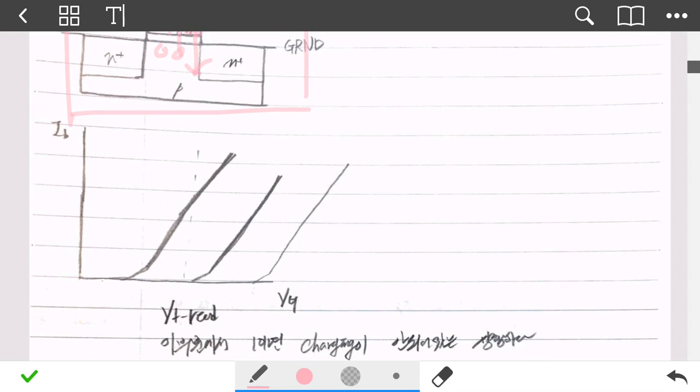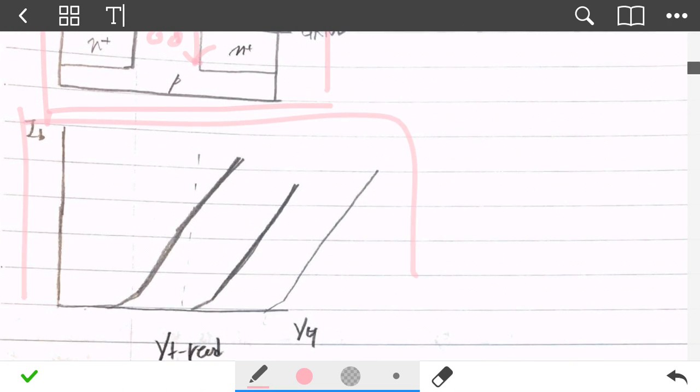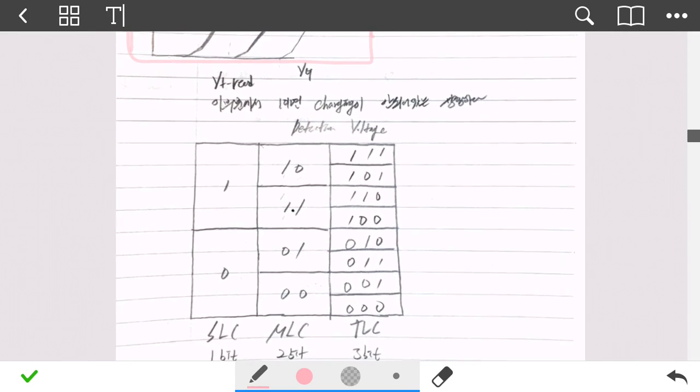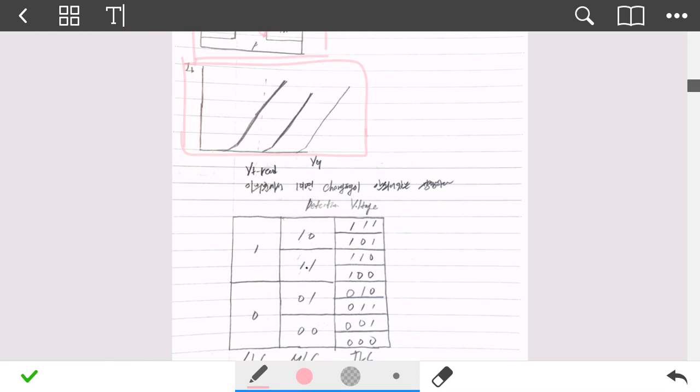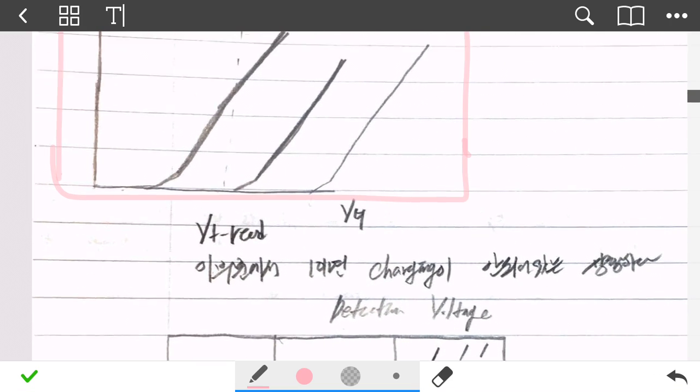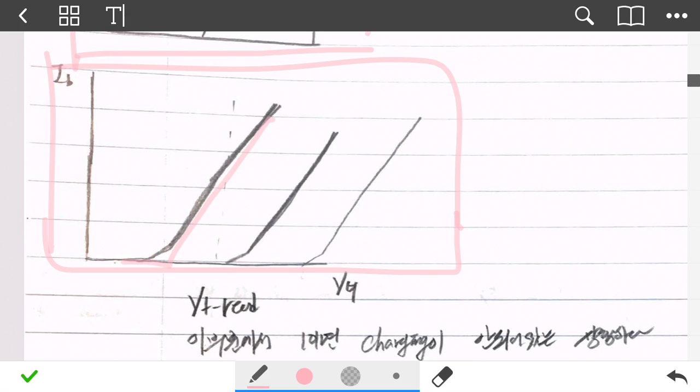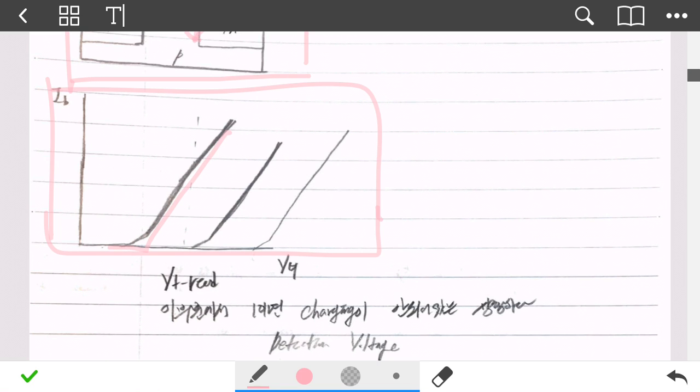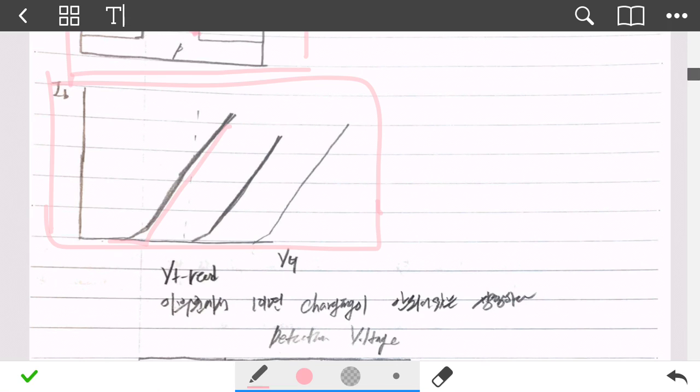And this graph is explained as SLC, MLC, and TLC, and the method of comparison is the number of VTH lines. The VTH line is this. SLC has one VTH line, MLC has 3 VTH lines, and TLC has 7 VTH lines.